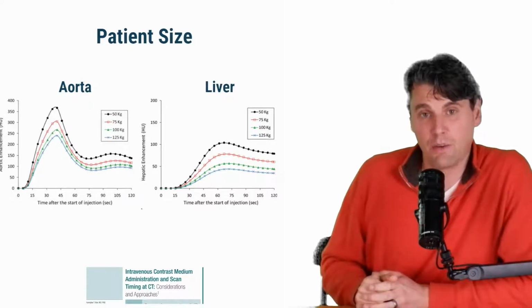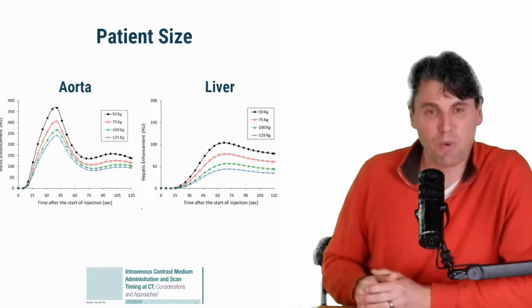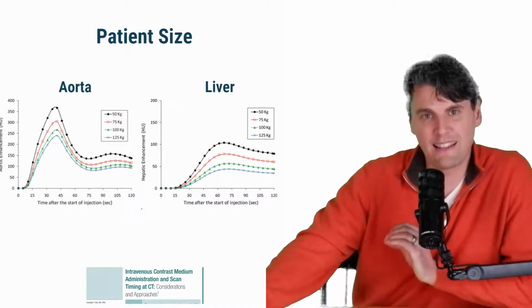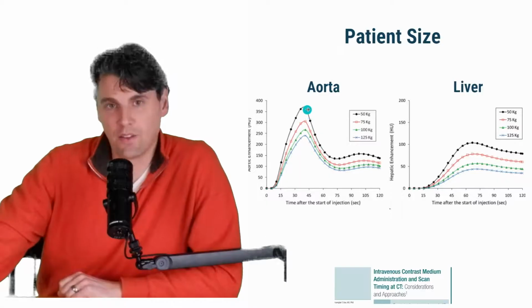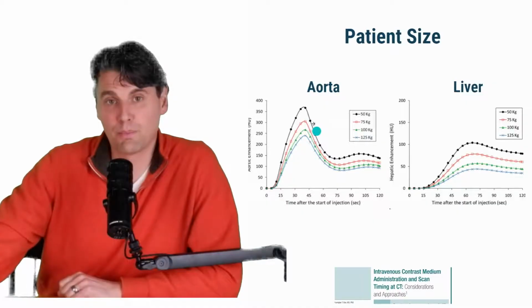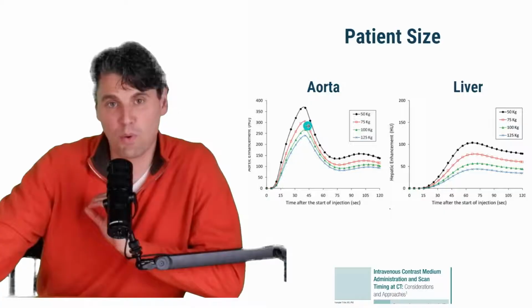Using the body mass or the body weight, you can see that we can get a relatively linear relationship with the contrast enhancement. So if you're a smaller patient and you get the same amount of contrast, this is a 50 kilogram patient, and this is a 125 kilogram patient. So the smaller patient with the same amount of contrast is going to have significantly more enhancement. You can see that in both the aorta and you can see that in the liver.